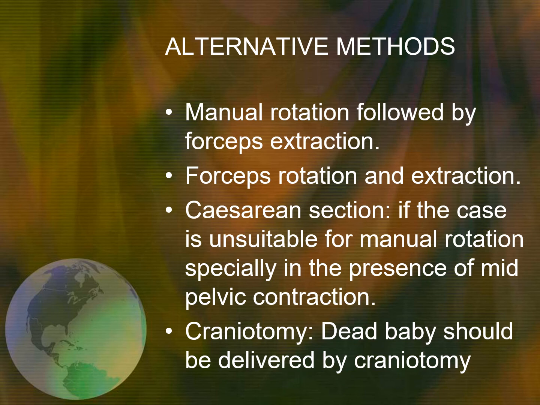If the case is unsuitable for manual rotation, by using forceps or by using vacuum, or if pelvic contraction is there, you can go for the cesarean section. And the next is craniotomy. If the baby is a dead fetus, instead of going for the cesarean and other things, you can go for the craniotomy. That is making an opening in the cranium and extracting the contents of the head, thereby reducing the size of the fetal head.